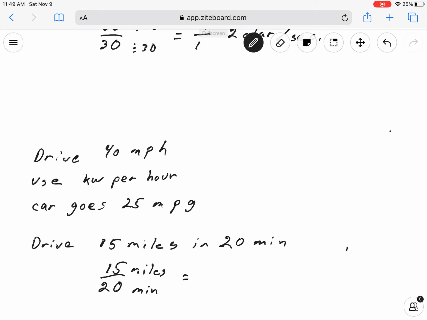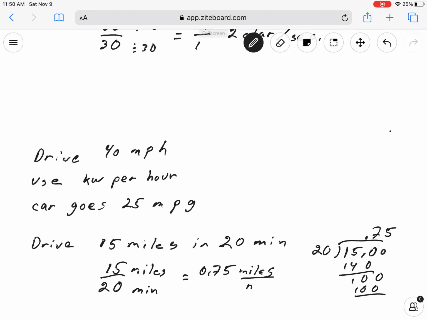So let's say we're going to take the 15, divide it by 20. And so that's going to be our decimals. And so that's going to be 7. So that's 140. 10. I have to bring down another one. 5. Here's our 100. So this is a unit rate then of 0.75 miles per minute. Okay.